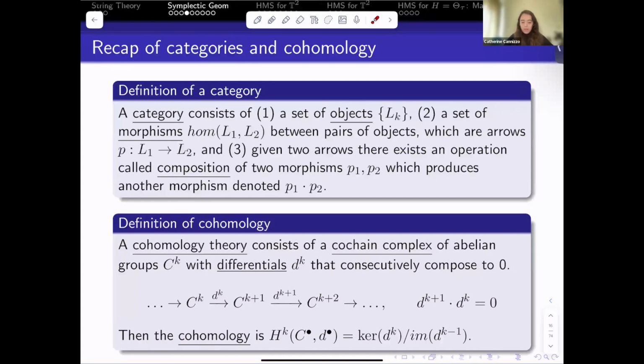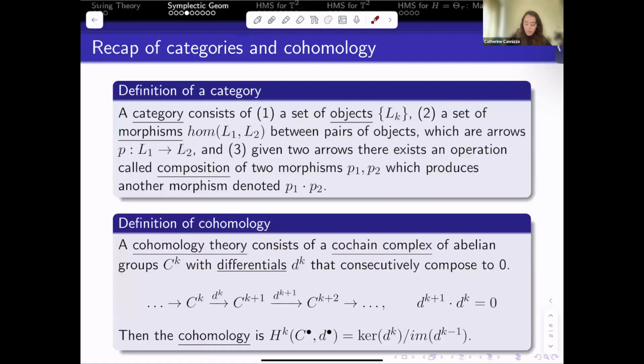Cohomology is something encoding more the topology of the space. So a cohomology theory consists of a cochain complex. This is a bunch of abelian groups indexed by the integers, C superscript k, and in between them you have differentials, d superscript k, which compose to 0. Sometimes we say d squared equals 0 if we drop the index. So we have these abelian groups, we have maps between them, and the image of this map is in the kernel of this map. In other words, it squares to 0.